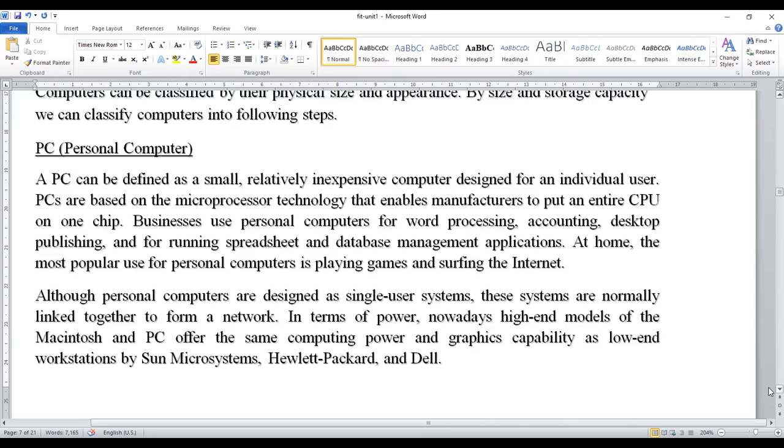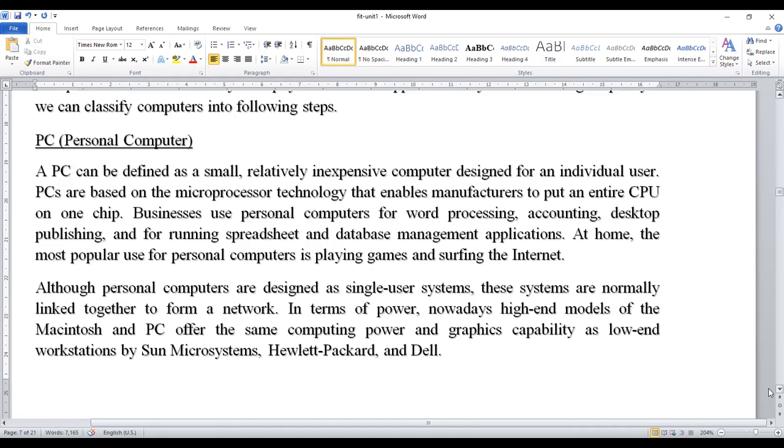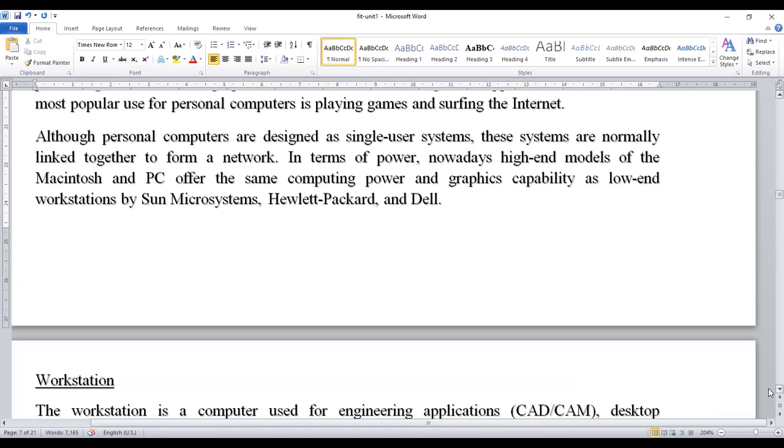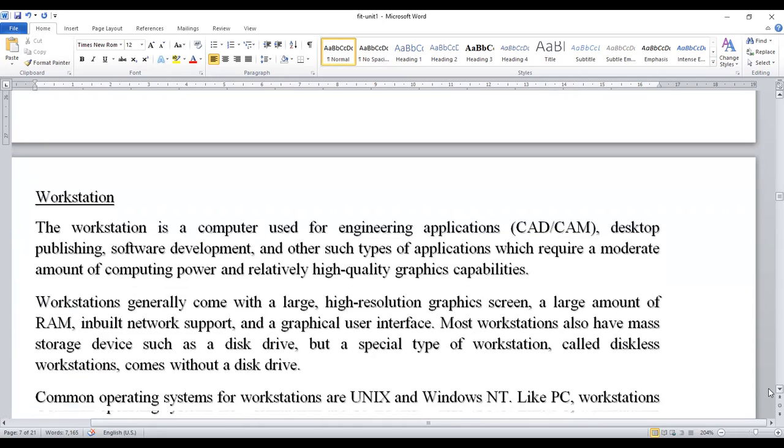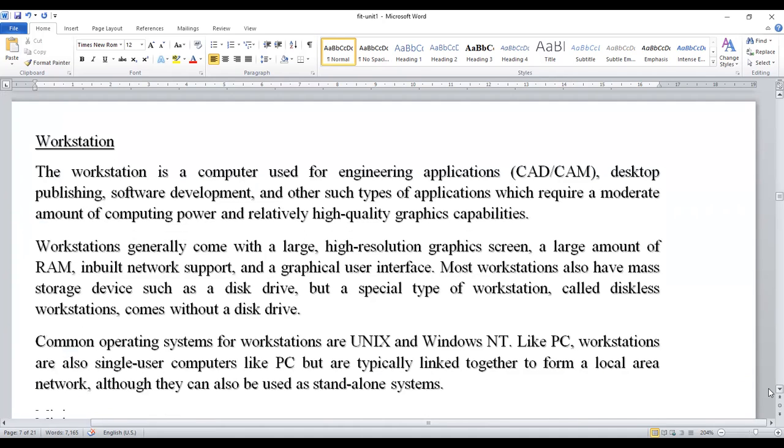In terms of power, nowadays high-end models of Macintosh and PC offer the same computing power and graphics capability as low-end workstations by Sun Microsystems. So different models of computers are available, from Macintosh and other companies. The first one is the personal computer; next is the workstation.